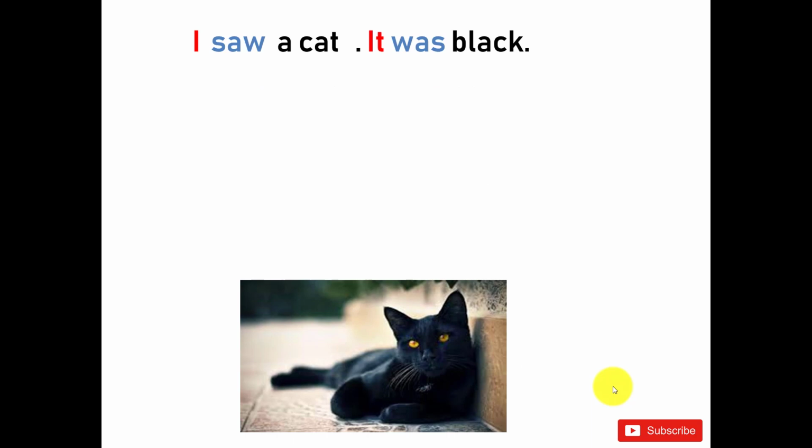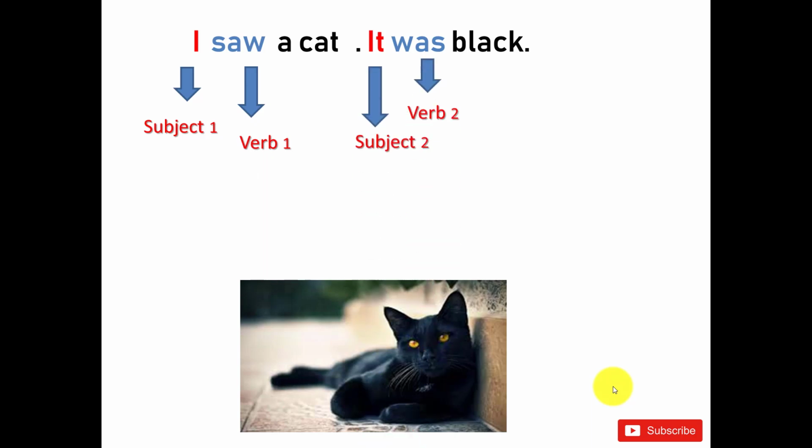Next. I saw a cat. It was black. What are we talking about here? Great, we're talking about the cat, right? So the subject is I, the verb is saw. Okay, the second sentence we have it as a subject and was as a verb. So we are talking about the cat.